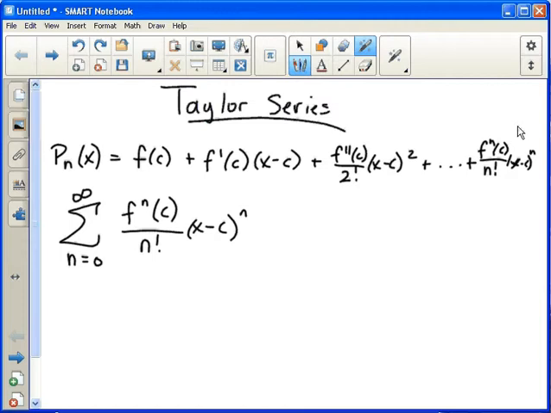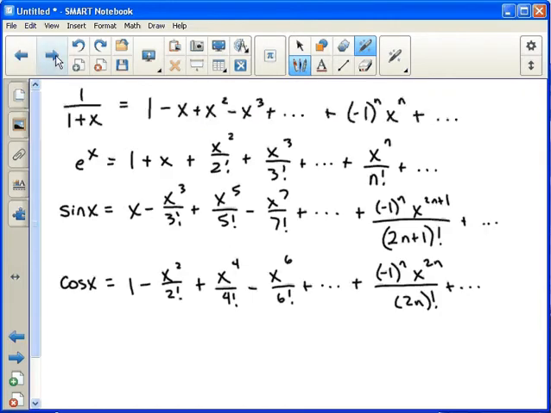Now the main thing we're going to be doing with Taylor series is taking some common Taylor series and using them to find other series. So here's what I mean. These are 4 examples of Taylor series that you should memorize. They're worth memorizing, they are common, and it'd be good for you to do. So we have 1 over 1 plus x, e to the x, sine of x, and cosine of x.